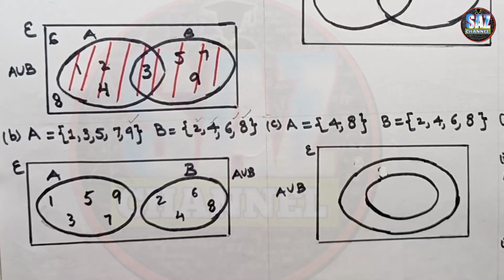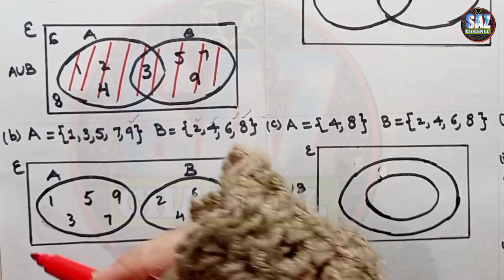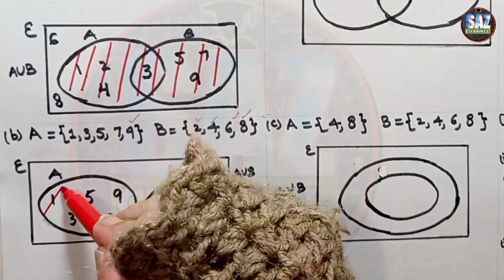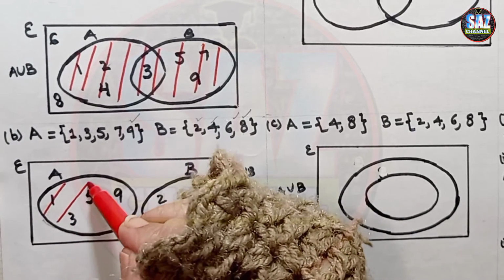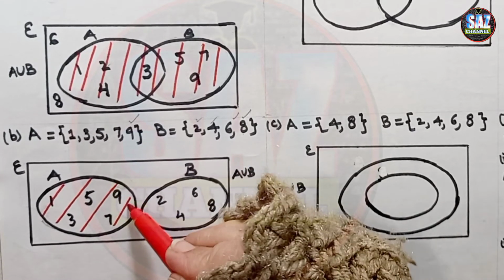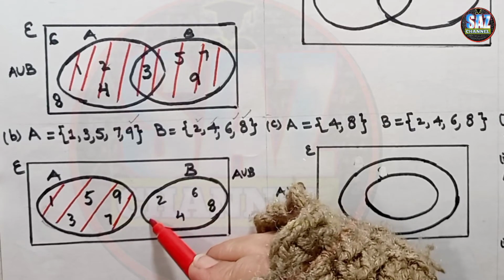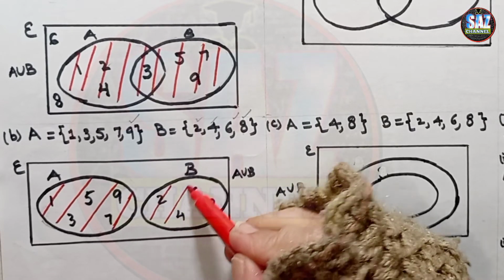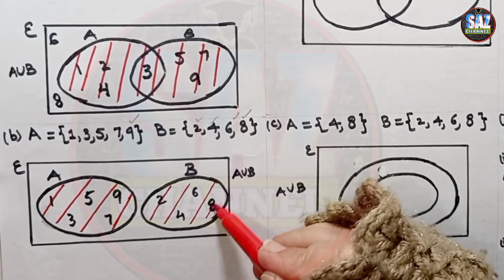Now as I have to find the union, and we know the union means the collection of all the elements, in order to show the union I have to shade both the circles at their places to show that the elements of both the sets are coming in the universal, in the union.